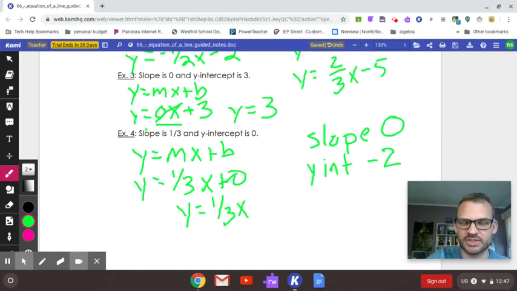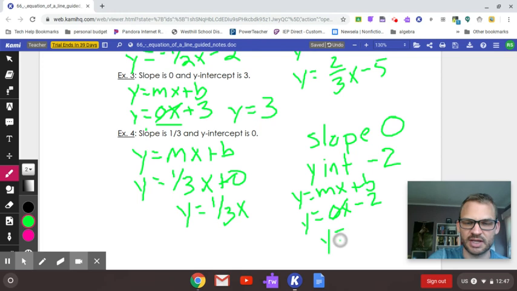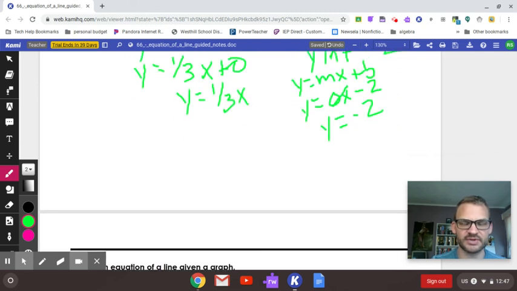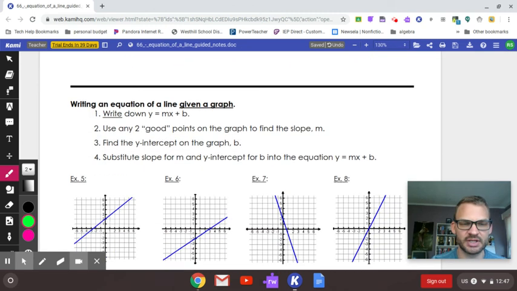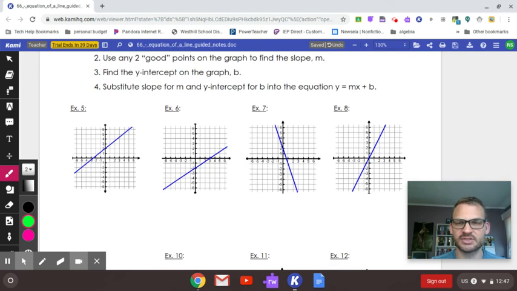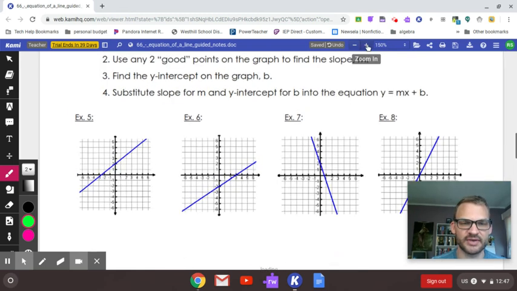So when you worked on this one, you should have y equals mx plus b. So y equals, our slope is 0, x, then we have minus 2. This gets simplified to y equals negative 2. So that should have been your choice. That's the correct answer. All right, so that's when we were given a slope and a y-intercept. Now we're going to take a look at these. So I'm going to zoom in a little bit so these graphs are a little bit bigger.